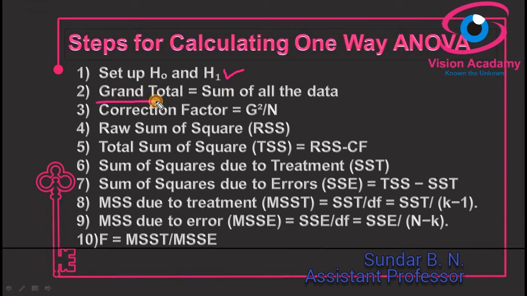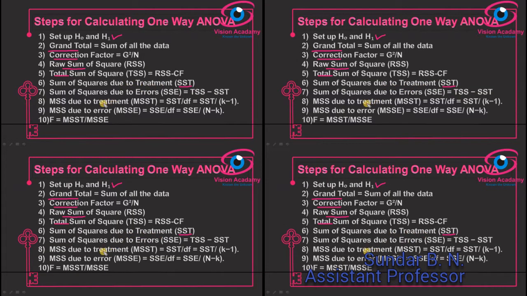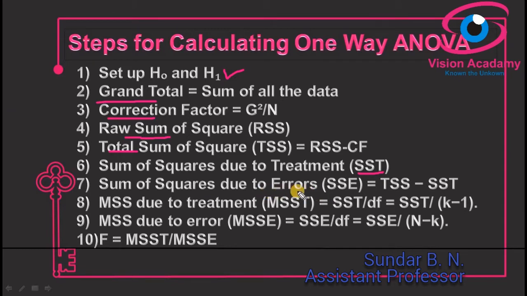Secondly, we have to find the grand total, which is the sum of all the data. Third, we have to find the correction factor, the raw sum of squares and the total sum of squares, SST, the sum of squares due to treatment, and SSE, the sum of squares due to errors, and the mean sum of squares due to treatment, and the mean sum of squares due to error, and finally we will find the F ratio. So these are the steps you need to come across while calculating one-way ANOVA. Let us calculate them one by one then.